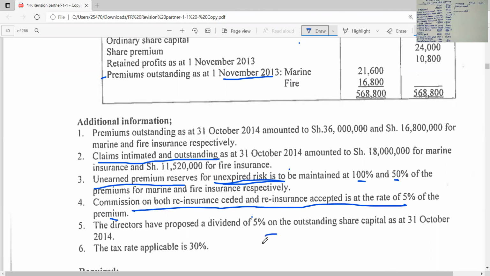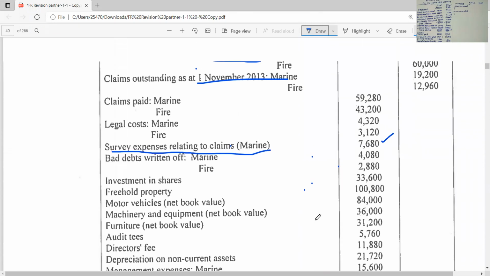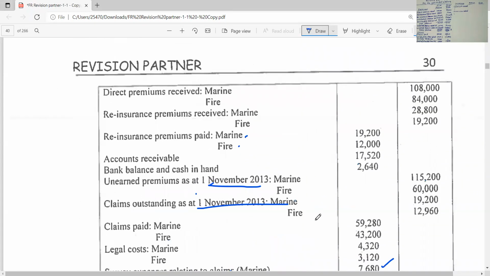So in order now to do the 5% on the reinsurance, you have to understand what is commission accepted and commission ceded. Commission accepted is the commission payable to reinsurance business. So from the perspective of Apex, Apex is the one which was paying the commission. Why? It received some premiums from reinsurance. So that is 28,800 and 19,200. So 5% of that.